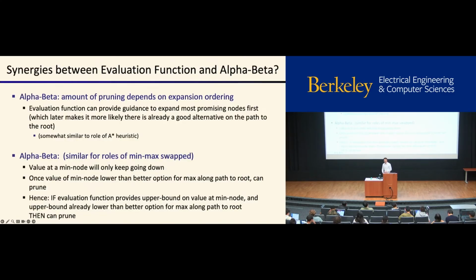Okay, so I'll just throw this slide up for a second. There are some synergies between the evaluation function and alpha beta pruning. If your evaluation function is useful, it can give you guidance about which nodes to expand first. And that can be helpful because if you expand the good ones first, then you can prune a bunch more. So I'll just say that.